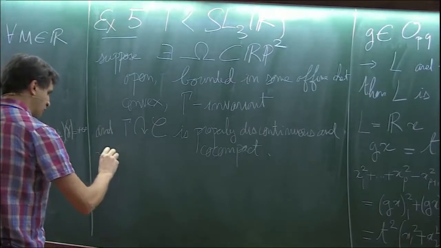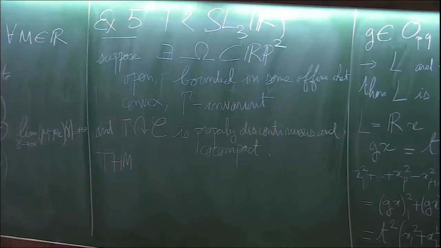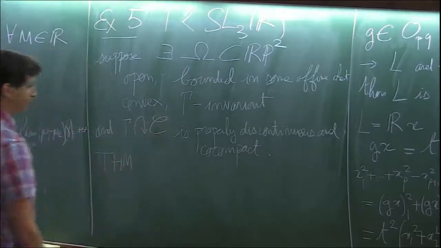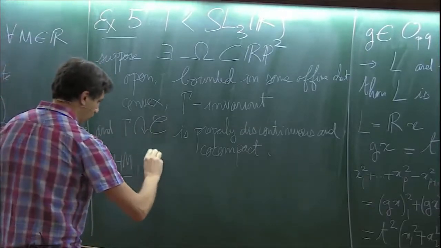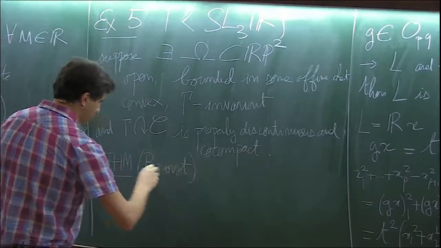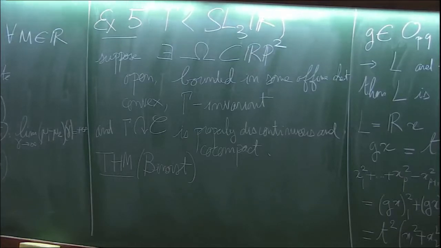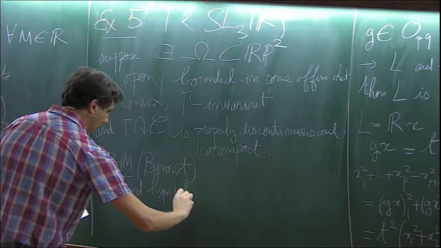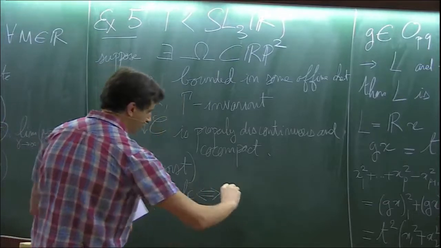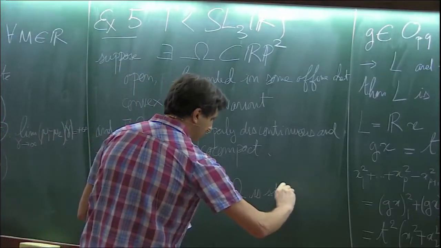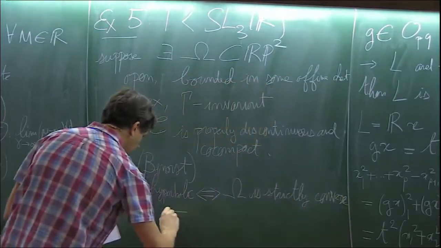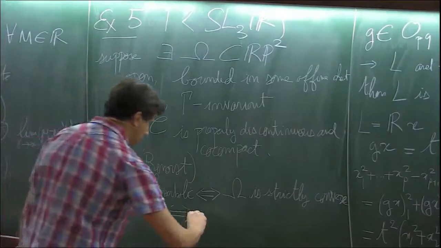I have the following theorem. So this one is good. So maybe this result is due to Benzécri in the situation of the plane, but I can attribute it safely to Yves Benoist. But the group gamma is word hyperbolic if and only if omega is strictly convex, which is also equivalent to the fact that omega has a C1 boundary.